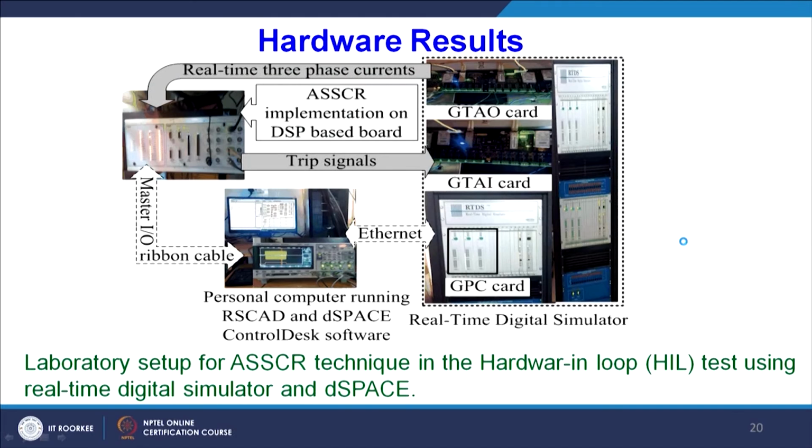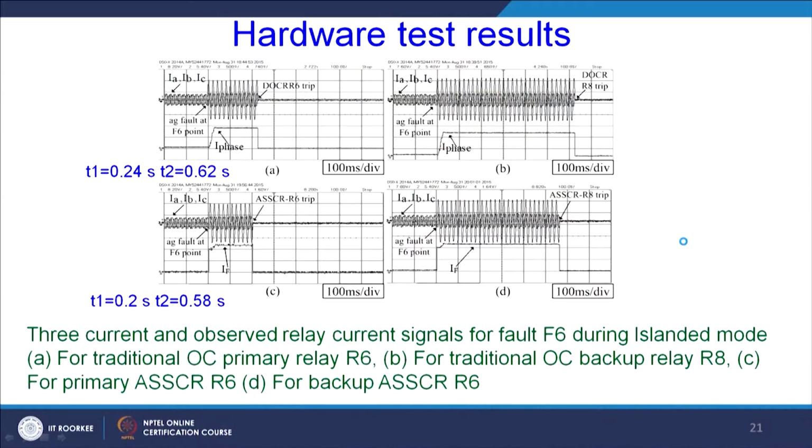Now, this is the hardware setup. Already we have discussed this setup, and this particular technique is also implemented using this hardware in the loop system, and these are the corresponding test results.